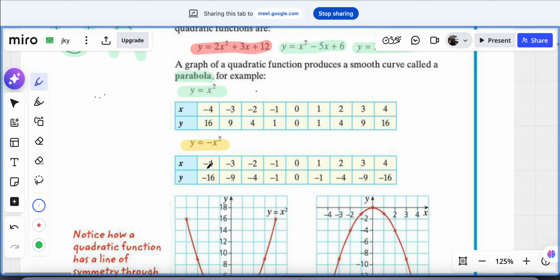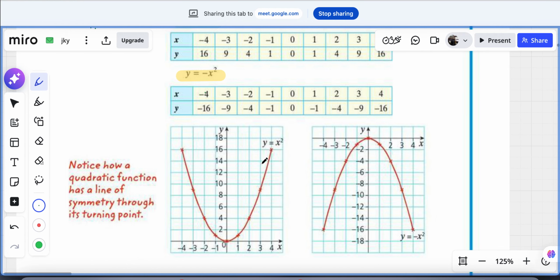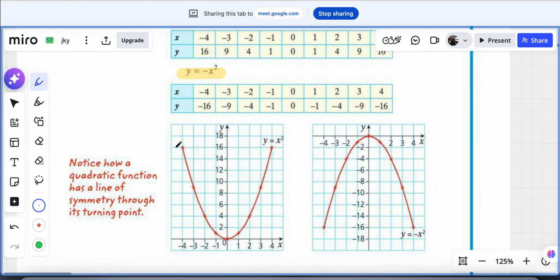Then we plot. After we get this table of values for both x squared and minus x squared, then we plot the two graphs. This is the first parabola, for the positive one. This is the positive parabola.